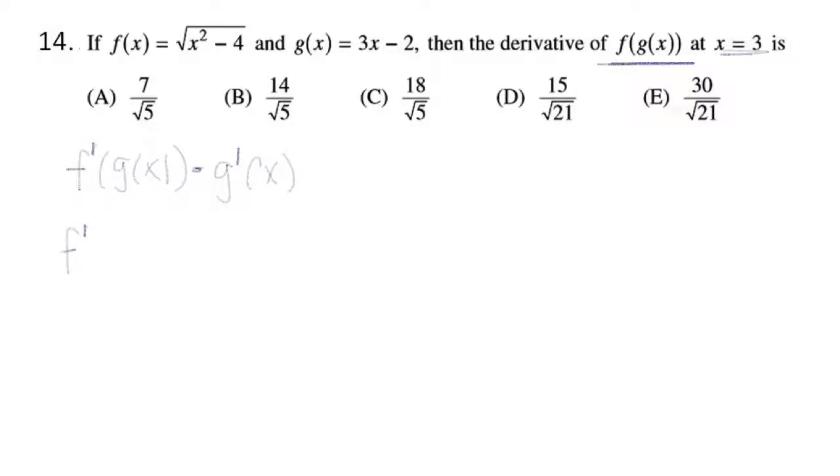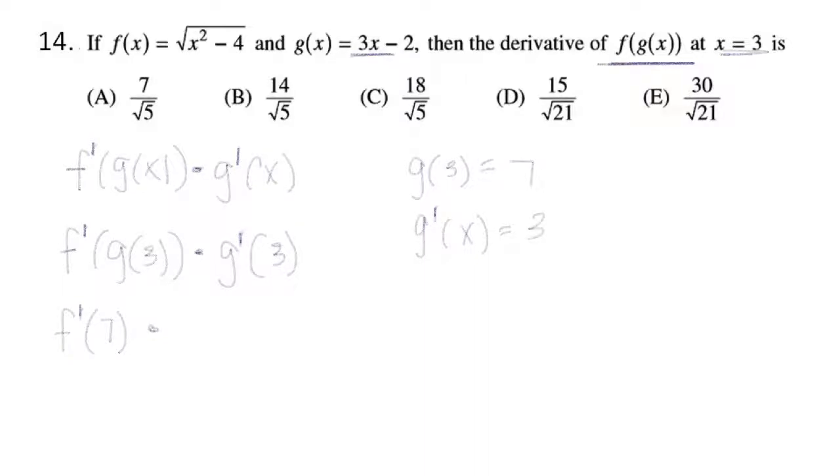We say f prime of g of 3 times g prime at 3. And now let's go look at our functions. So g at 3, well, that's going to be 3 times 3 minus 2, so 7. So here I'm talking about f prime of 7 times, well, what's g prime at 3? What does g prime at x look like? Well, that's just, the slope of that line is 3, so we're going to have 3 here.